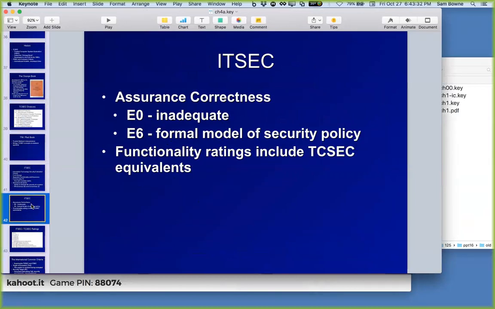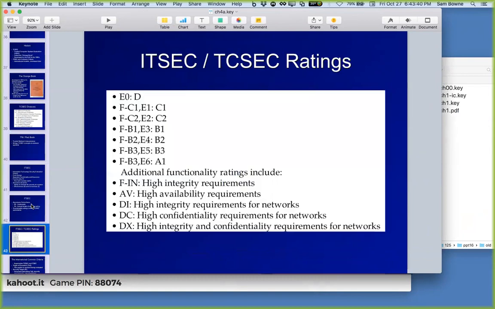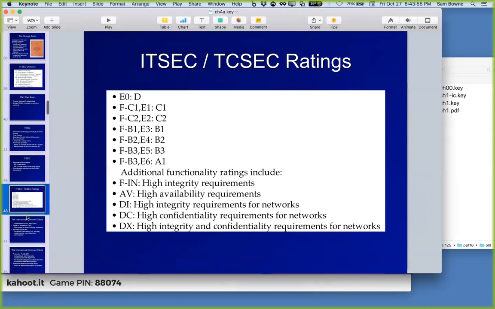So E0 was inadequate, and E6 was where you had a formal model of security policy, roughly equivalent to the Orange Book levels. And here's how they would match. A1 is up here at F-B3 or E6. That's the highest level, and the lowest level down here that an American would call D, the Europeans would call E0, and so it goes, with a few special cases.